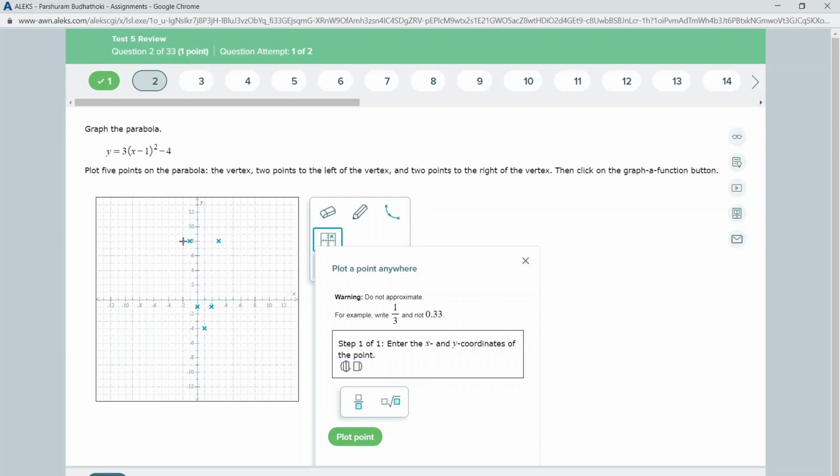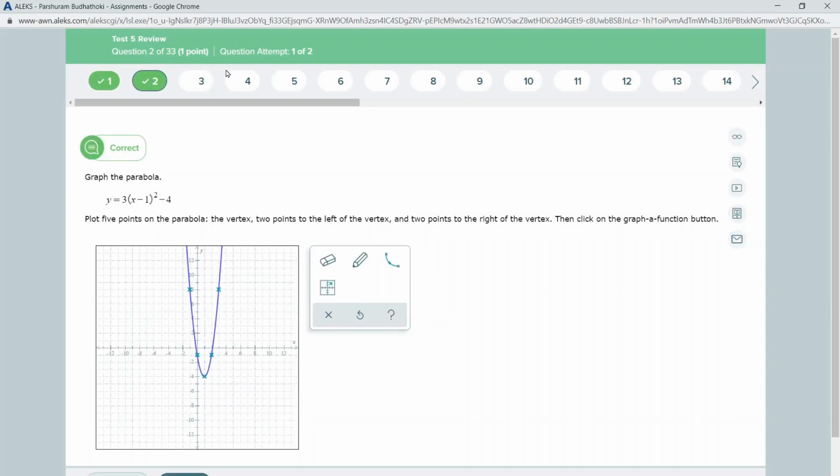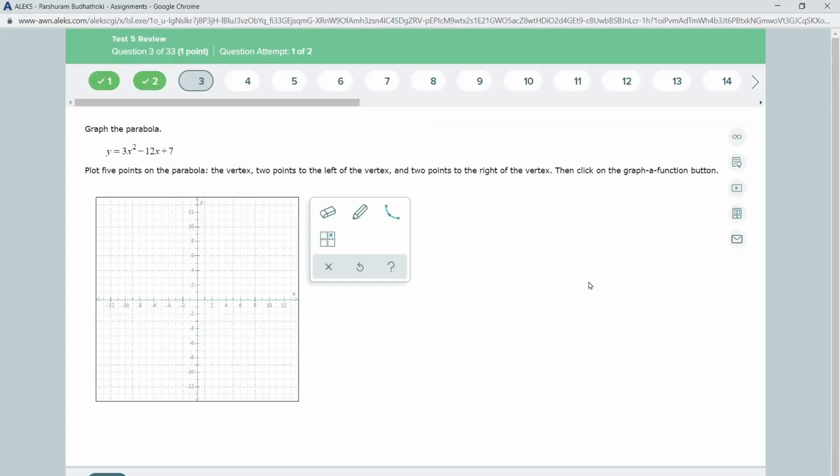Okay, so you can see that it looks like a graph of a parabola. So now you just have to select this one, and it will show you the graph, the nature of the graph, and just check it. And that's right. Let's go to the next problem, number 3.